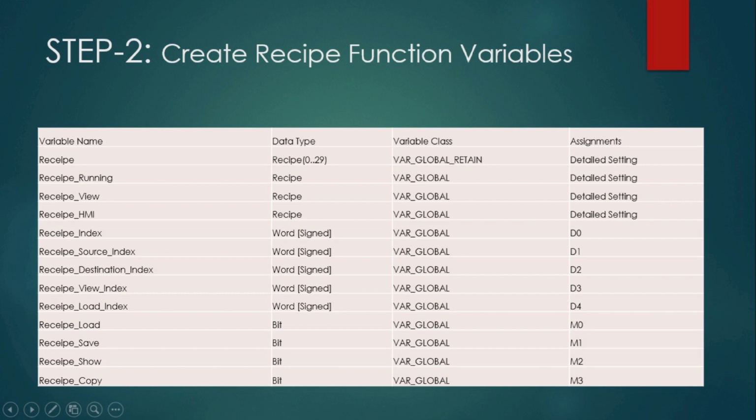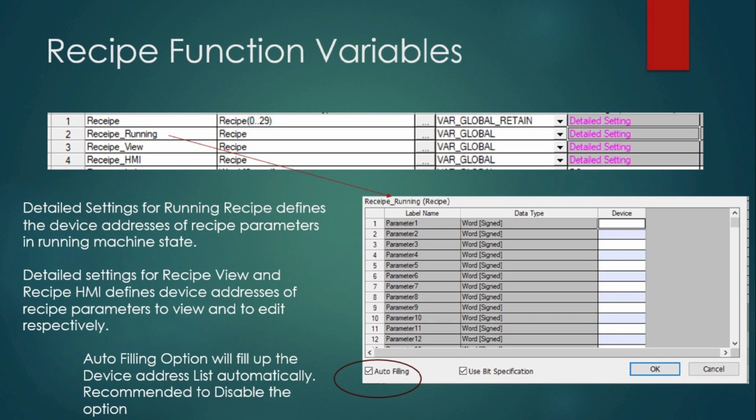After creating the variables, step 2 is to create recipe function variables in your global variables. Following are the variables which you need to declare along with the class and the data type of recipe type. After declaring the variables, the running recipe variable will define the parameter values which are currently running in the machine.